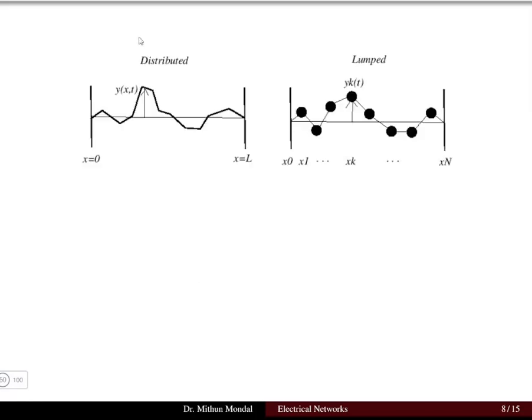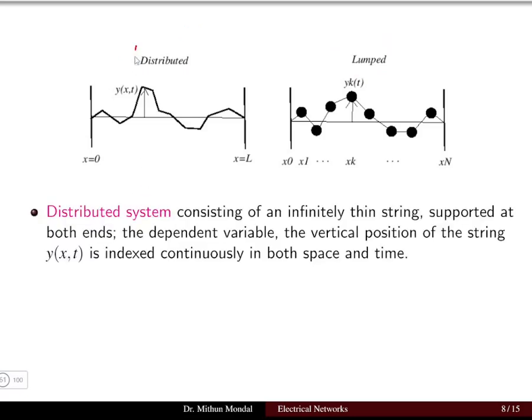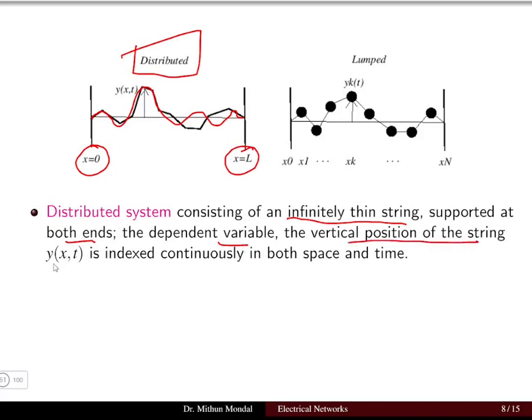In order to understand the difference between a distributed system and a lumped system, we will take an example through a figure. The first system, let us see, is a distributed system. Here it consists of an infinitely thin string, which goes from the distance x equal to 0 to x equal to L, the length of the string, and it is supported at both ends. The dependent variable, the vertical position of the string, is a function of both the distance as well as the time, and it is variable in space and time. So it is known as a distributed system.